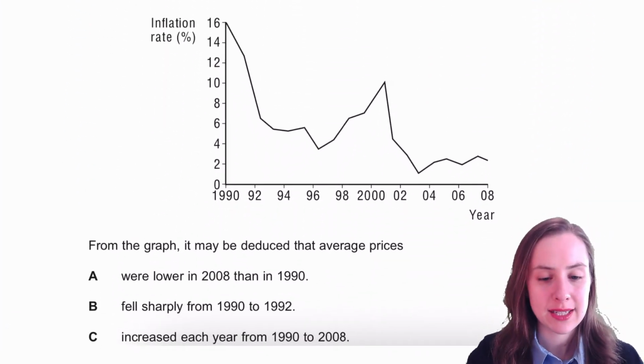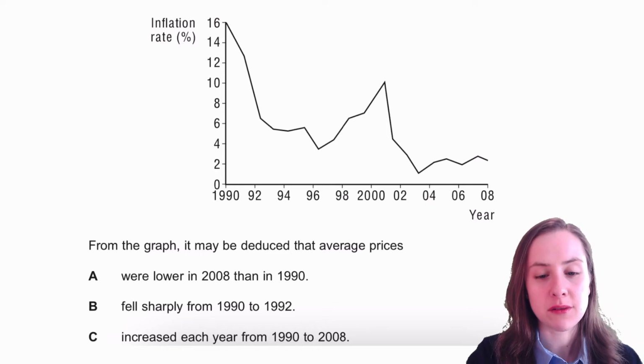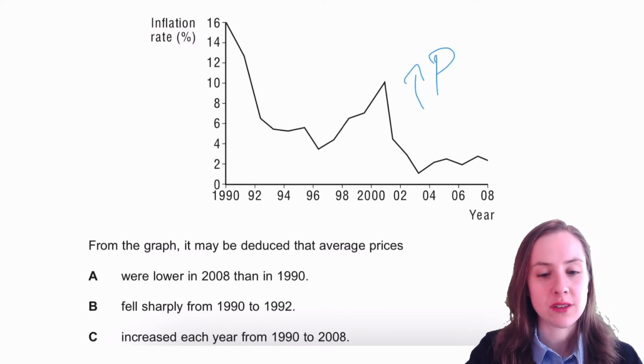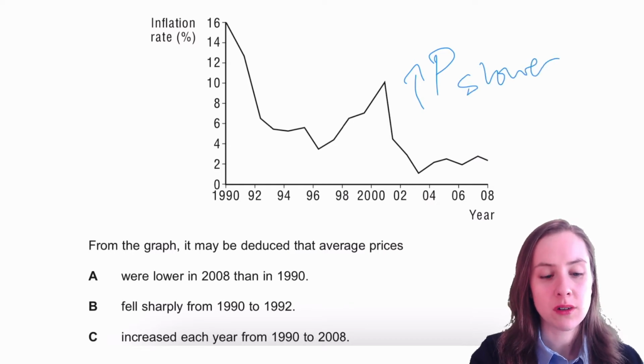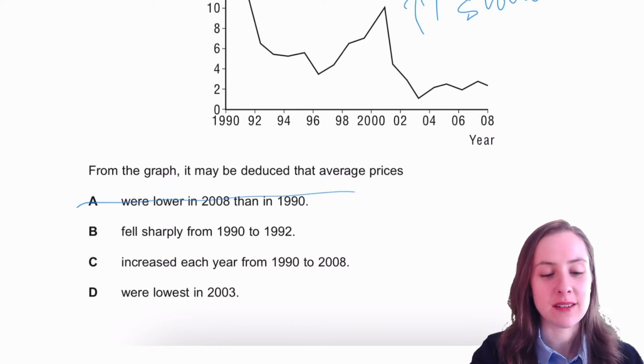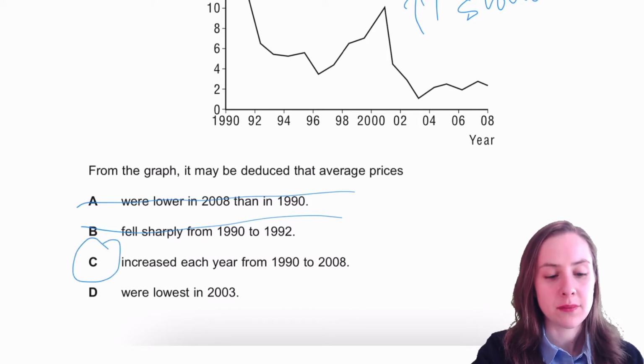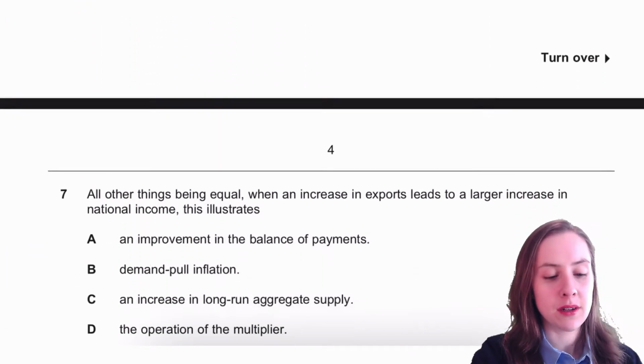The inflation rate is falling. I love these questions. These questions, they come up a lot. If inflation is falling, remember inflation means prices are increasing. So prices are still increasing if there is inflation, they're just increasing slower. So average prices are just not lower. They always say there's a fall sharply, they don't fall, otherwise that would be negative inflation, and they increased every year. Yeah, that's the answer.